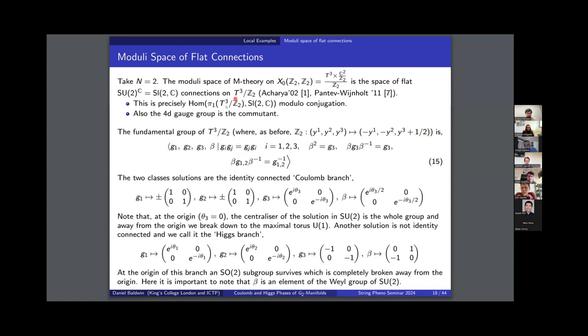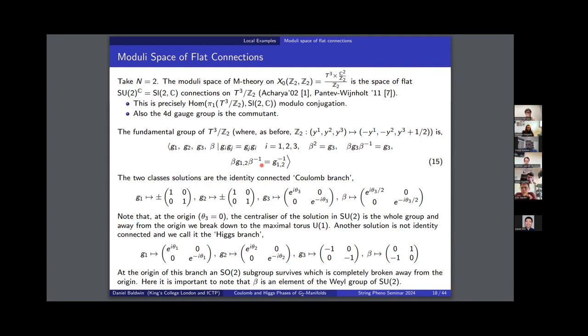But the space of flat connections is precisely given by the space of homomorphisms from the fundamental group of T3 mod Z2 into SL2C, which is the SU2 complexified, modulo conjugation by this same group. And so we can just compute this. Also, this point of view gives us information about the 4D gauge group. At some point on the moduli space, the gauge group in 4 dimensions is given by the subgroup of SU2 that commutes with the flat connection. I'll talk about that as I go through this now.